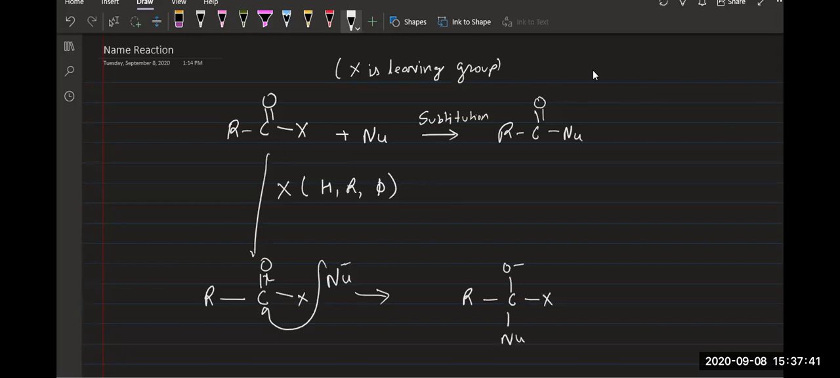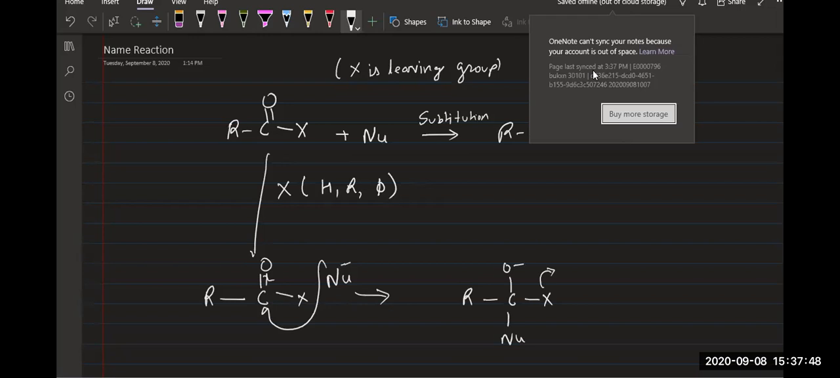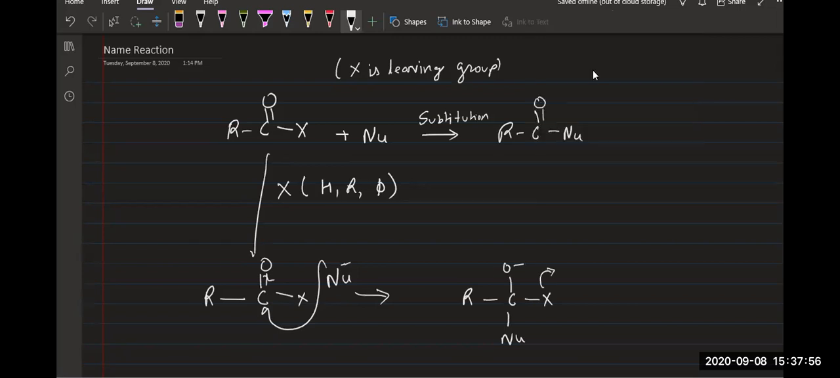Now, if this is your leaving group, then it leaves, resulting in the formation of a positive charge and then negative, positive, right? But suppose this is not your leaving group, then this will be your product. This is your addition product, right, everyone? This is what we have already studied. I'm just revising this basic concept.